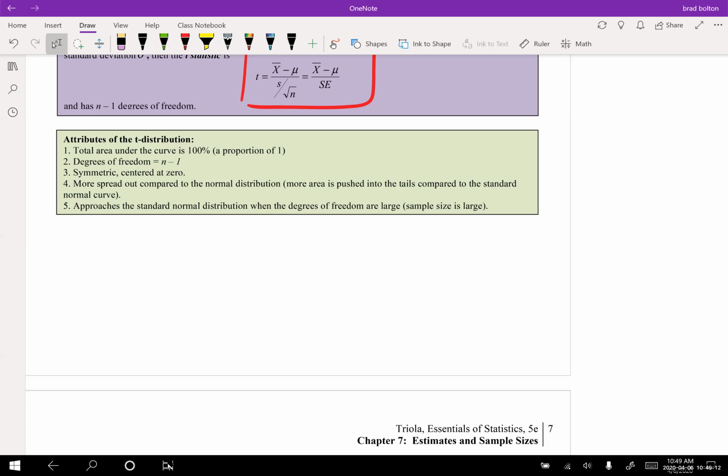Attributes of t-distribution, I'll just kind of show you real quick. So let's suppose that this is normal. Okay, so that's normal distribution. Here's t-distribution.